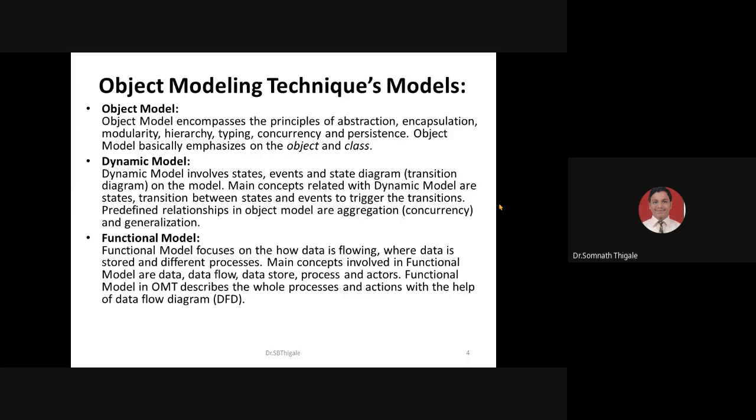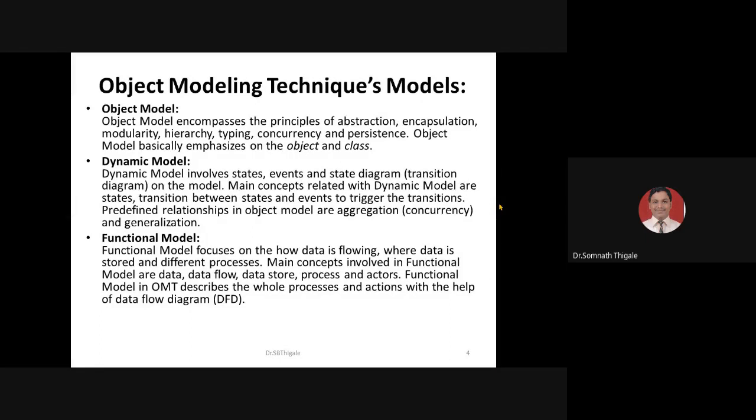What are the three models I'm going to complete, or what are the three models I'm going to draw? The first model I will complete is the object model. The second model I will complete is the dynamic model, and the third model I will complete is the functional model.